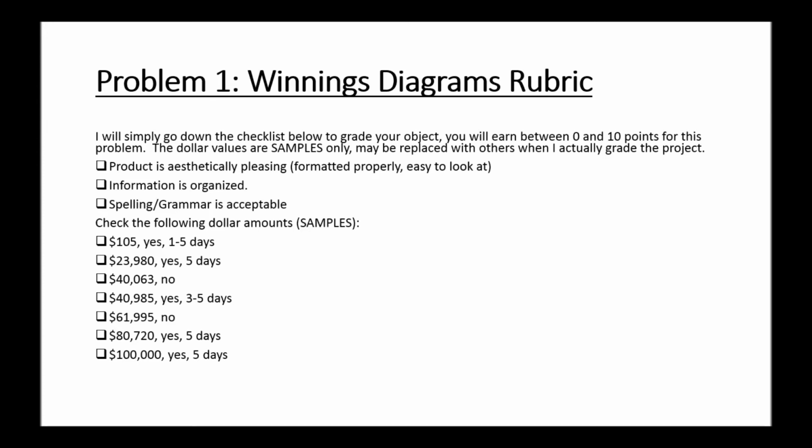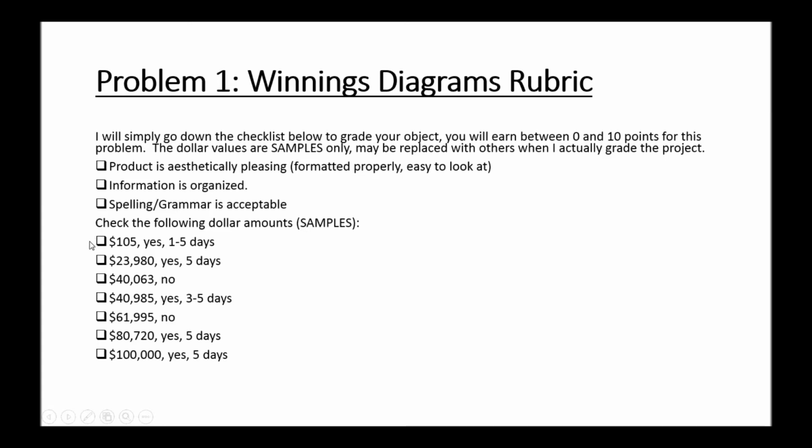Okay, the second check mark, your information is organized. When I go to look and see, can a family win this much money, I can find that. Or I can find that they can't win that much quickly. Your spelling and grammar is acceptable. Now, there may not be a ton of words on this thing, but if there are some, just make sure that it's readable. Make sure the spelling and grammar is okay.